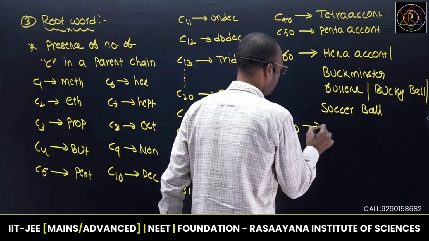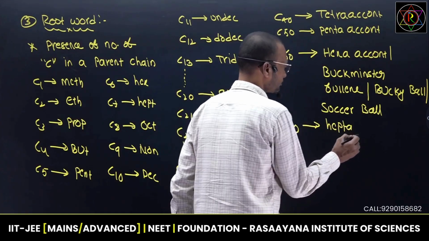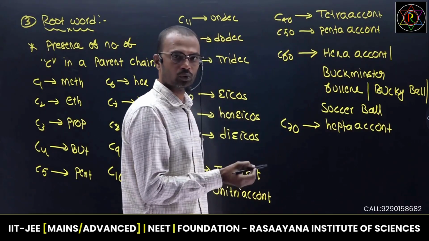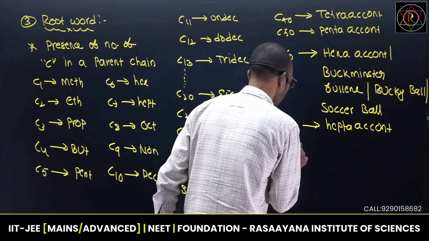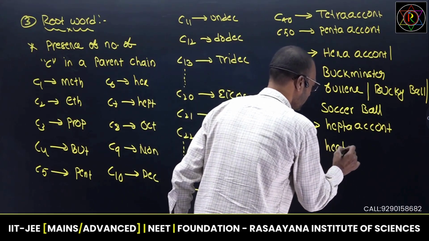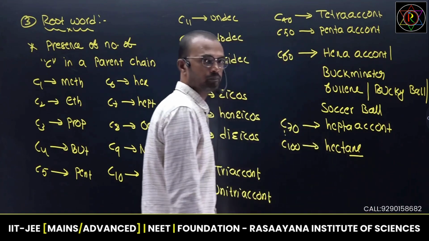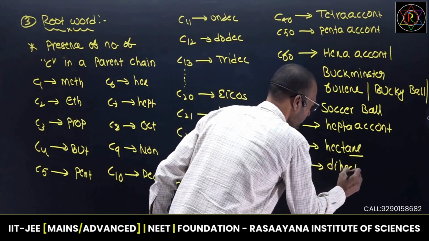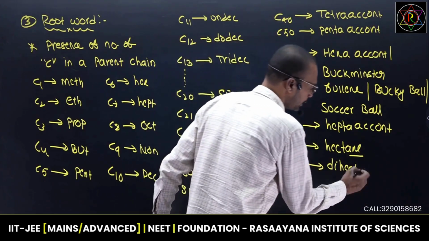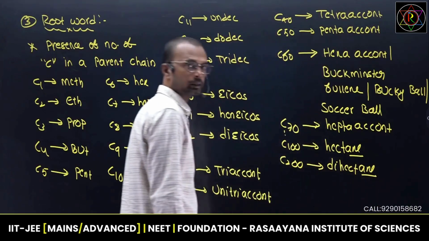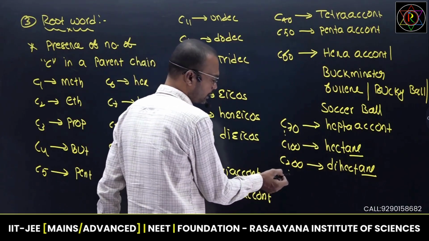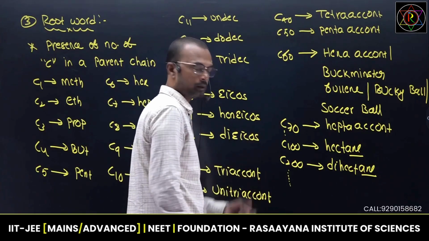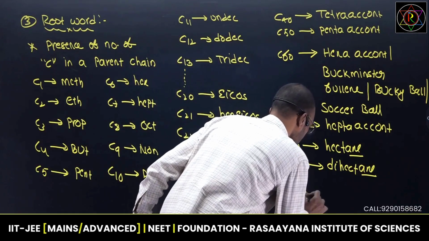So C70, heptacont. Like that we can write 80, 90, octacont, nonacont, then finally C100. This is called hect; if it is an alkane, hectane. 200 is dihect, so dihectane. If I write ane, it is alkane, remember. Like that, trihect, tetrahect, nonahect, which is 900. Pentahect is 500. Then finally I can write 1000, which is kili.